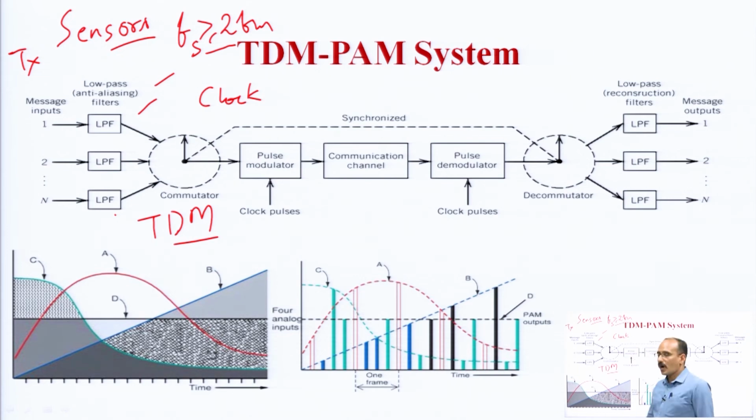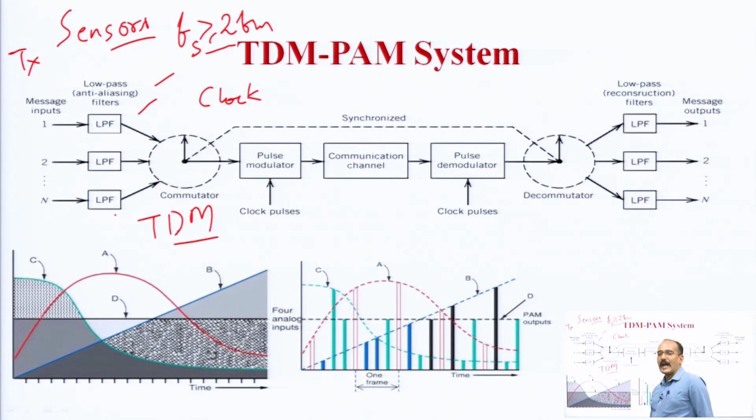For each clock signal, the position of this commutator switch will be changed, and that change will give a constant time slot to individual message inputs. Means first, second, it is connected to message input 1, then 2, similarly to the n. So, this commutator switch is responsible for the time division multiplexing.